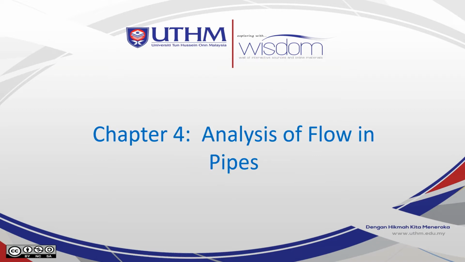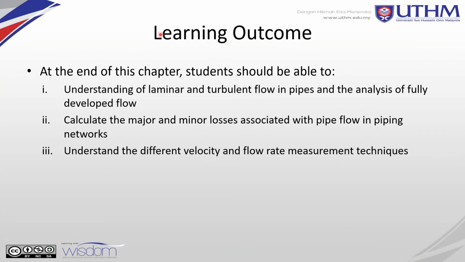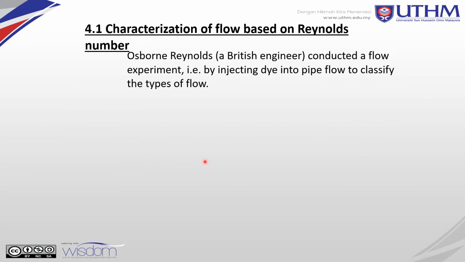Okay, we start our chapter 4, analysis of flow in pipes. Learning outcomes: at the end of this chapter, students should be able to understand laminar and turbulent flow in pipes and the analysis of fully developed flow, calculate the major and minor losses associated with pipe flow in piping networks, and understand the difference between velocity and flow rate measurement techniques.